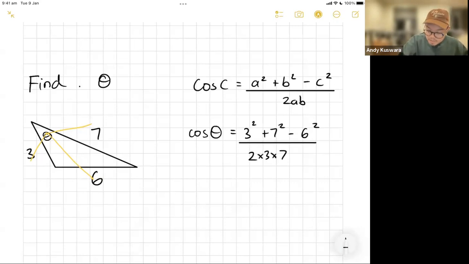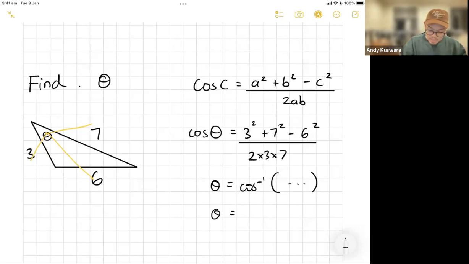Now, while I'm here, I'm just going to find the cos inverse of whatever that bad boy is, because at the end of the day, I just want theta. And so this is going to be cos inverse of 3 squared plus 7 squared minus 6 squared, over 2 times 3 times 7.